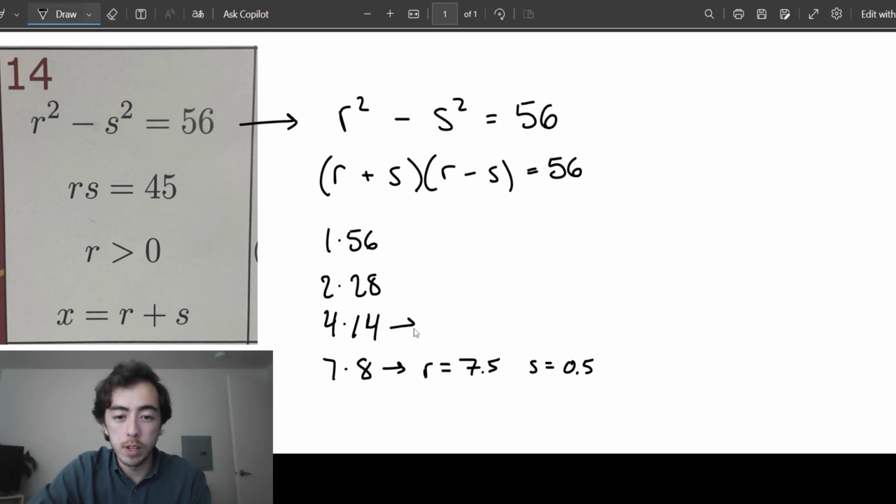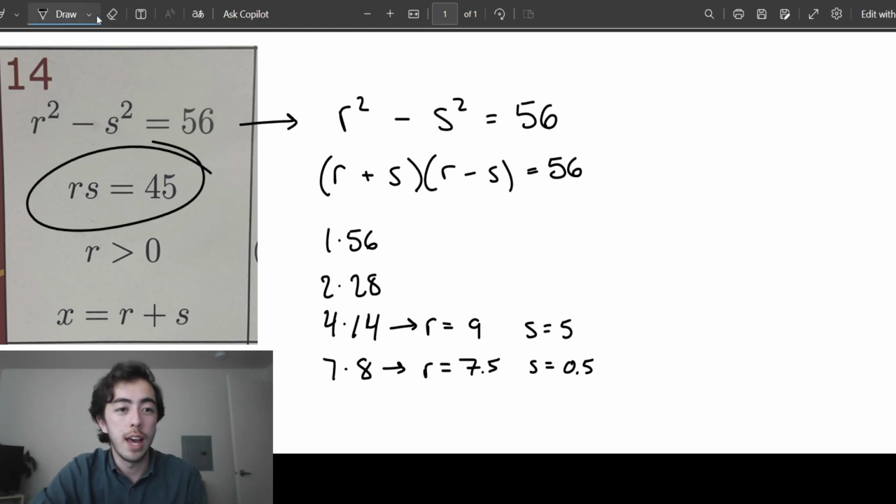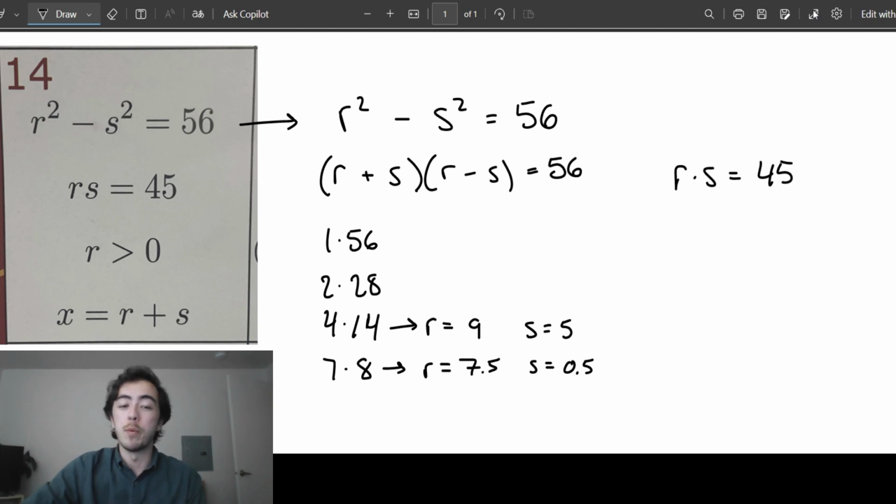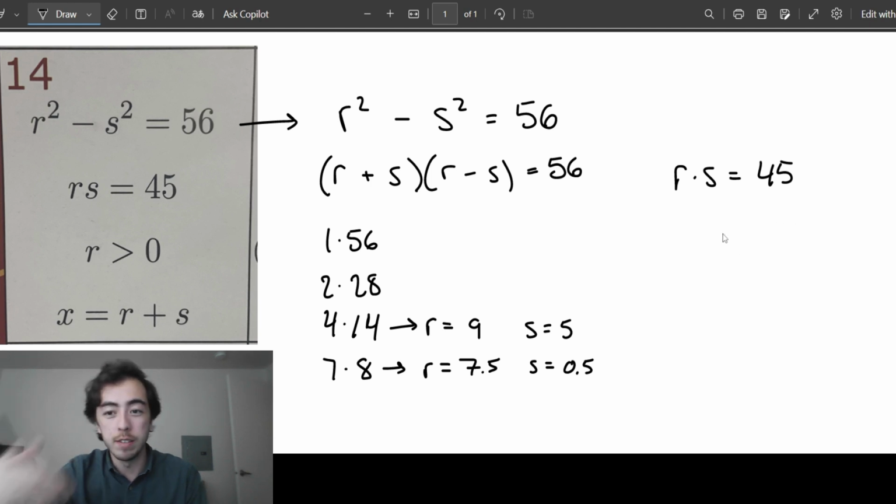Here, the halfway point between 4 and 14 is going to be 9. So r would be 9 in this case, and then we would either add or subtract 5 to get to this factor pair. And actually, this one seems best because now I'm taking a look at the next equation. r times s equals 45. So this just tells me that r and s are also factors of 45, and we could run through that list of factor pairs. I do know it's 5 times 9 or 5 times 3 times 3.